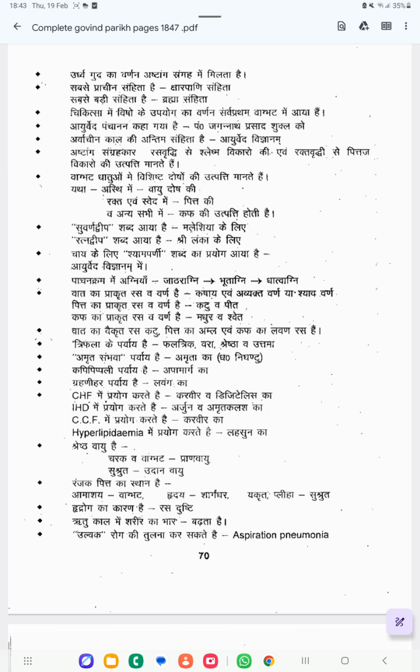Katu rasa is the normal rasa of pitta. Madhura rasa is the normal rasa of kapha. Okay, and vigrudha rasa. Vigrudha rasa of vata dosha is katu. Vigrudha rasa of pitta dosha is amla. So that's why amla pitta.